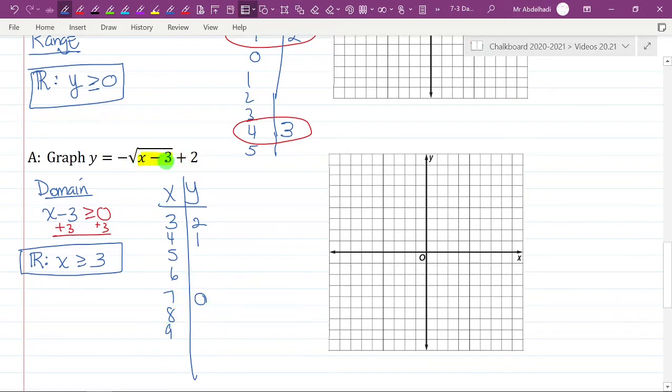8. 8 minus 3 is 5. You square root 5, you get a decimal, so skip it. And 9. 9 minus 3 is 6. That's a decimal, so skip it. So I only have 3 good lattice points here because that's all it's going to fit on my graph. Okay, we'll deal with it.